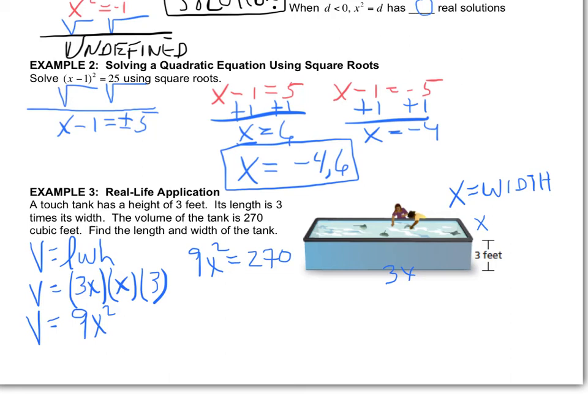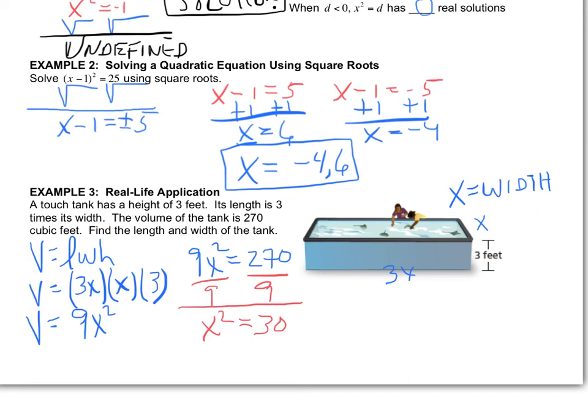Because the x squared is all together as one term and there is no bx, I don't need to try to factor this, and I don't need to try to graph this. I can just solve and get to what x equals. My first move is to divide by 9, so I divide 9 on both sides. That leaves me with x squared equals 270 divided by 9, which is 30.